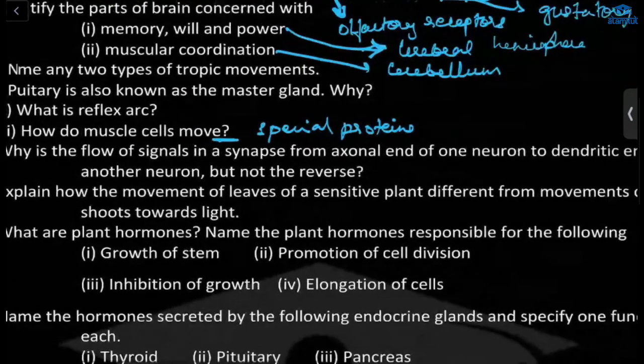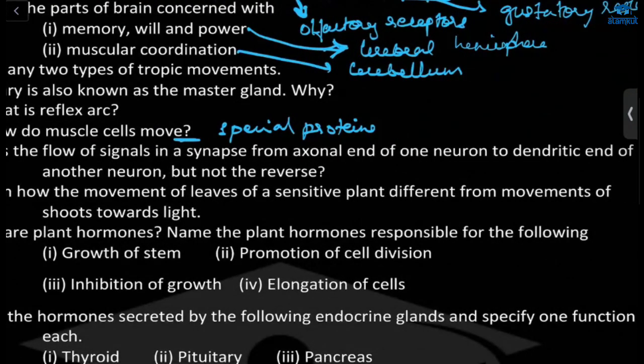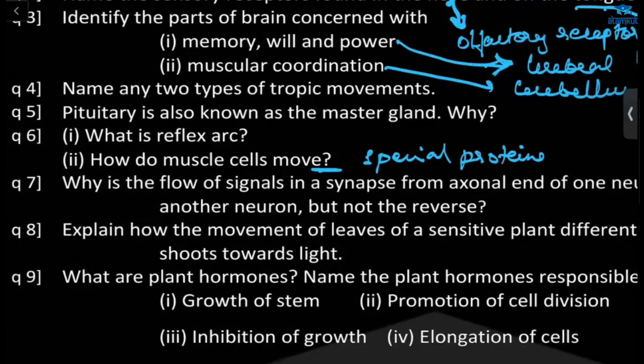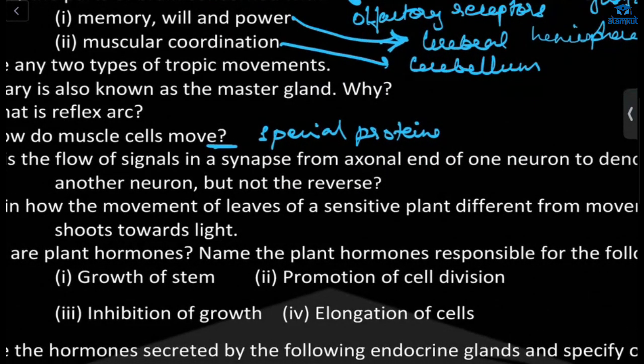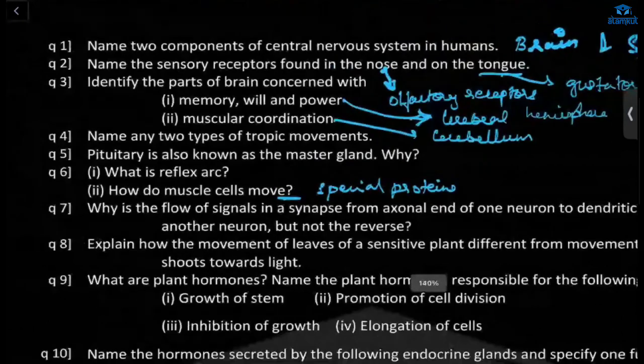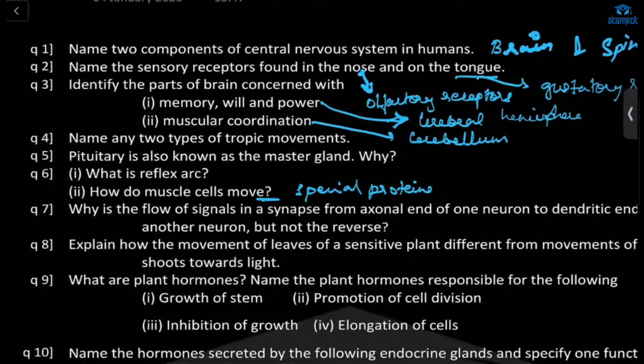Why does the flow of signal in a synapse go from the axon end of one neuron to the dendrite end of another neuron, but not the reverse? Synapses act as a one-way valve, one-way door. Because the chemical substance is present only on one side of the gap. It is absent at the dendrite end. This ensures that the flow of impulse is in only one direction.